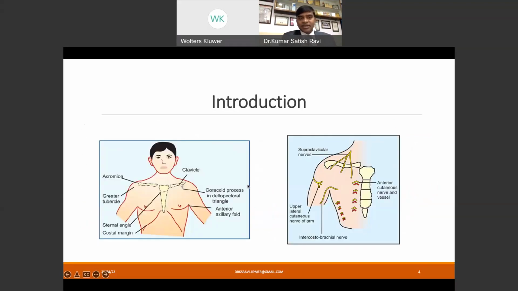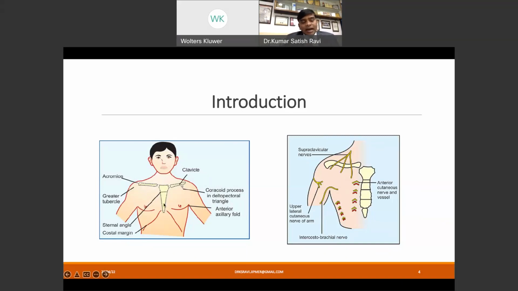So we'll start with the introduction. When we discuss this pectoral region, it is the front of the chest. Right over here in this diagram, you can appreciate the anterior region of the chest, and it anchors the upper limb to the trunk. In this diagram, you can see the upper limb and over here the trunk. So this pectoral region links the upper limb with the trunk. And the other important structures which you will find in this pectoral region are a pair of the breasts. Over here you can see in this diagram.